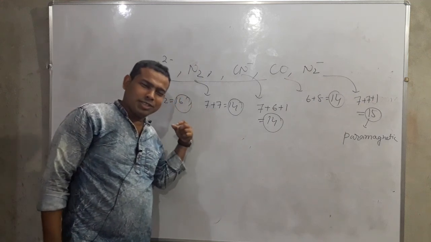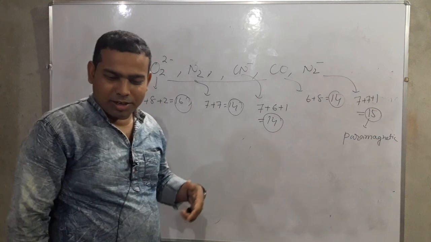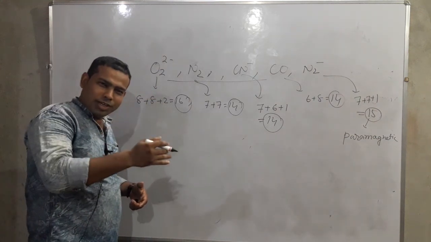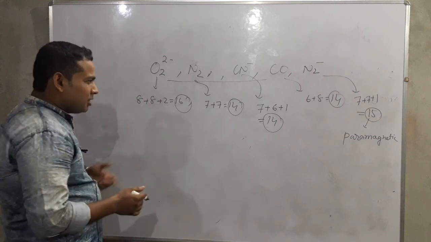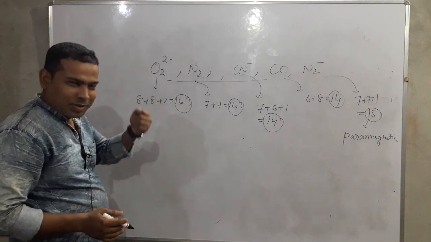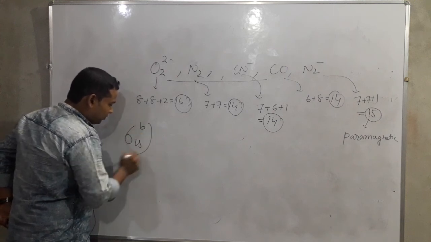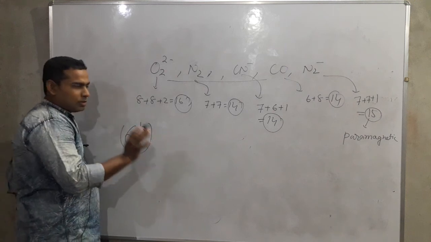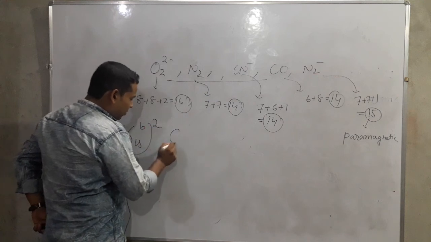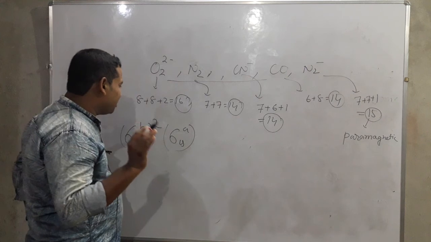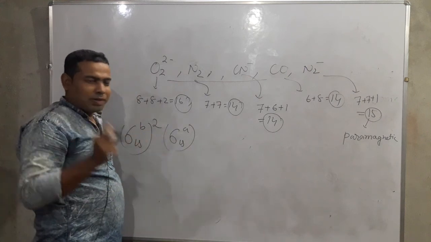So you must write the molecular configuration, that is sigma 1s bonding, sigma 1s anti-bonding. After distribution, you will find out which one is diamagnetic or paramagnetic. You must write it, otherwise you are unable to find out which one is diamagnetic or which one is paramagnetic.